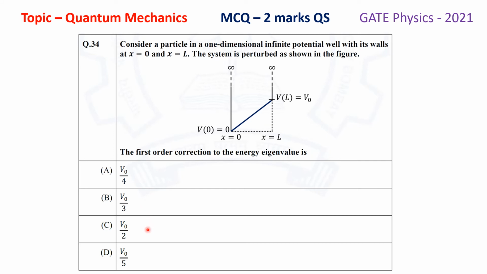There are 4 options given. First option is option A, V0 by 4, option B, V0 by 3, option C, V0 by 2, and the last option D, V0 by 5. Let us see how to solve this problem.